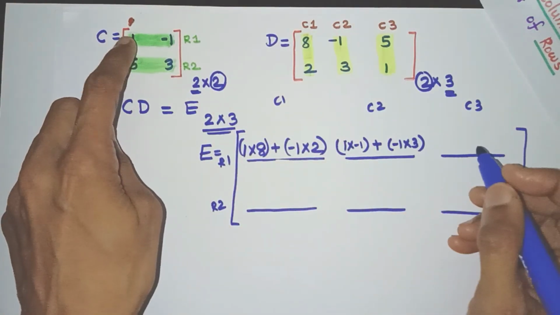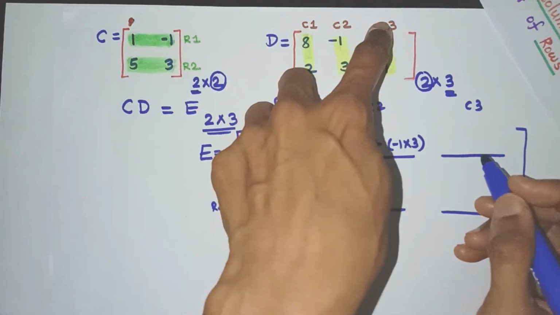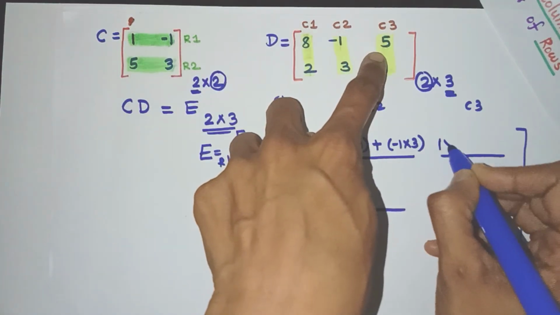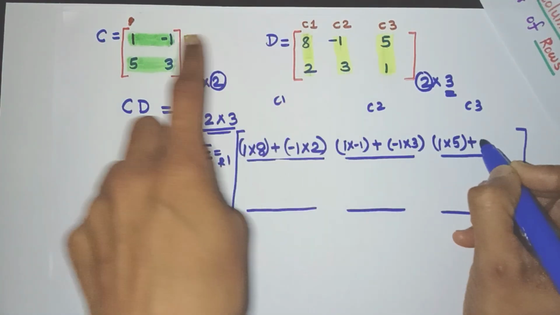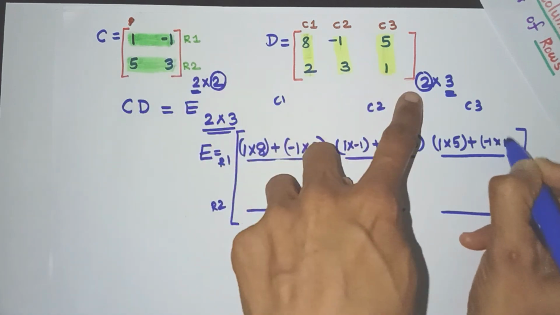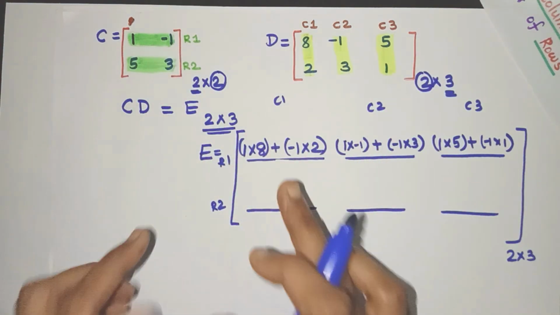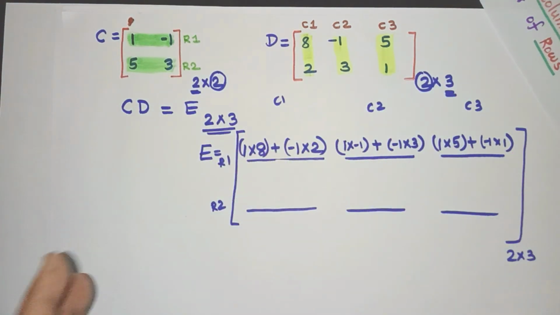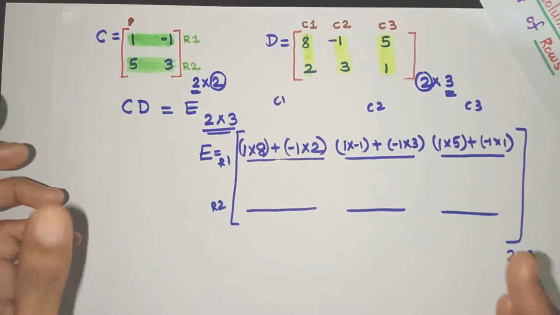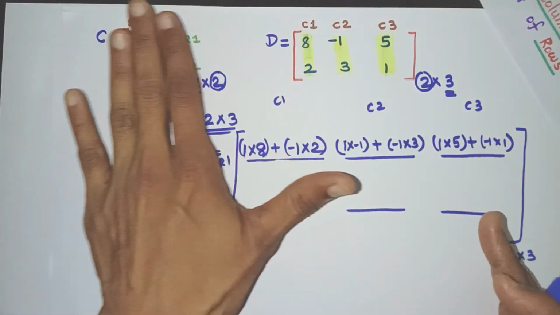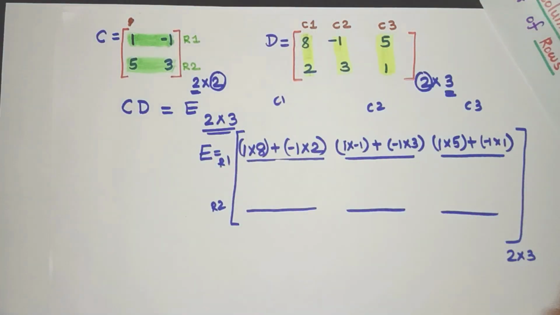Okay, let's again try. Here it will be first row with the third column. So 1 into 5, okay, plus minus 1 into 1. This is how I have completed the first row of the product matrix, friends. I hope you got this. It's very simple. Don't just get confused. It's always the rows of the first matrix, columns of the second matrix.